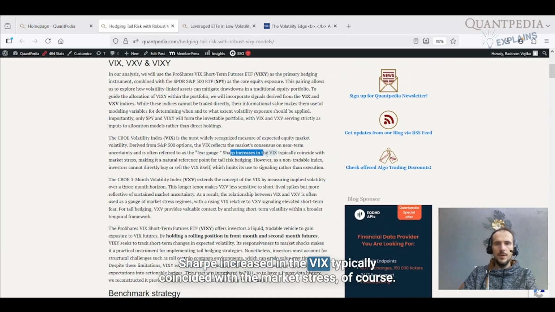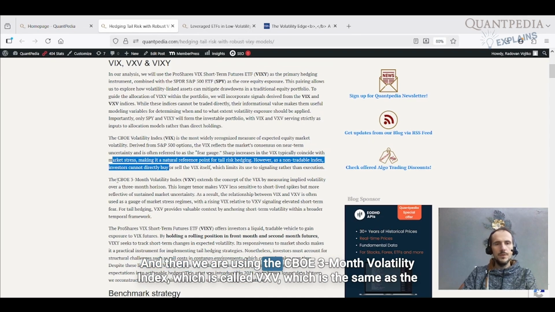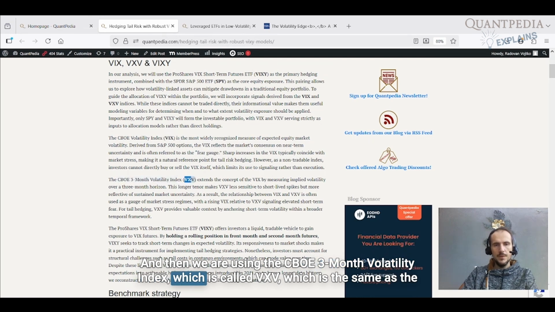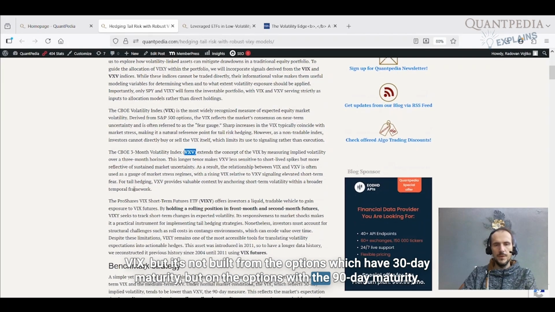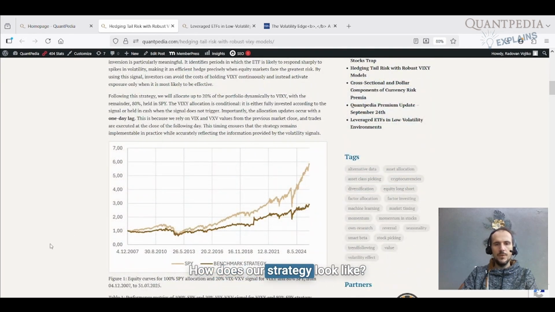A sharp increase in the VIX typically coincides with market stress, of course. And then we are using the CBOE 3-month volatility index, which is called VXV, which is the same as the VIX, but it's not built from options which have 30-day maturity, but on options which have 90-day maturity. How does our strategy look like?